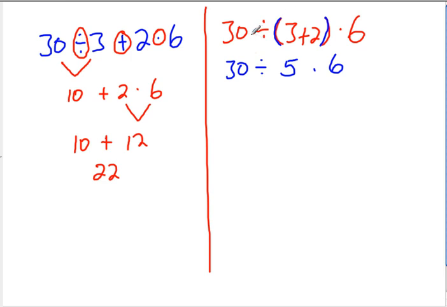Now the order of operations after grouping symbols will tell us to do division and multiplication left to right. So we'll start with the division. And then we have the last remaining thing, which is multiplication. So as you can see, the parentheses definitely change the answer. Alright, let's try another example.